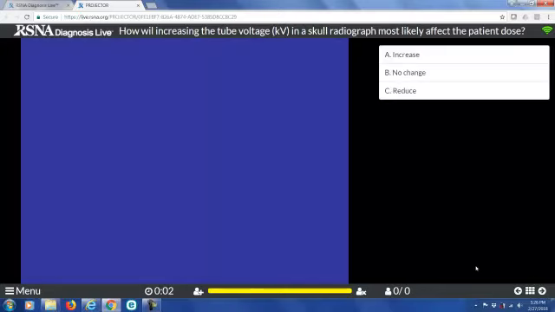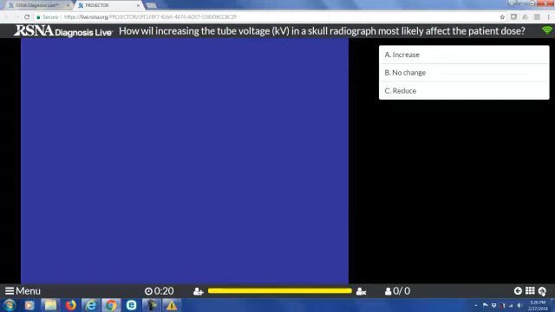How will increasing the tube voltage in a skull radiograph most likely affect patient dose? Will it go up? Will there be no change? Will it go down? The implication is that with most of radiographic imaging, we have automatic exposure control.